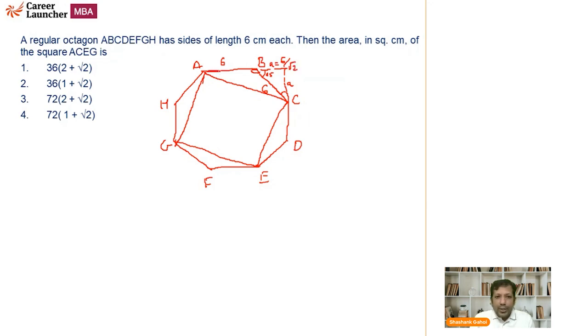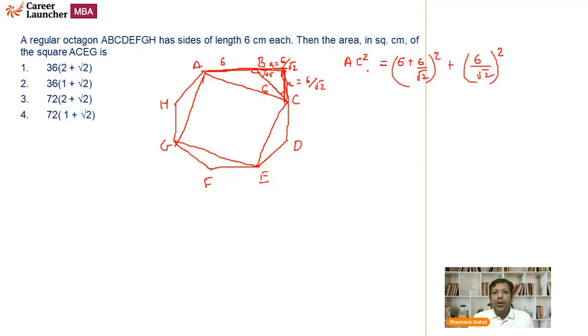So in this triangle, this side is 6 plus 6 upon root 2. And this side is 6 upon root 2. So basically, what is the length of AC? I can just simply use the Pythagoras theorem. So AC square is equal to (6 plus 6 upon root 2) whole square plus (6 upon root 2) whole square.